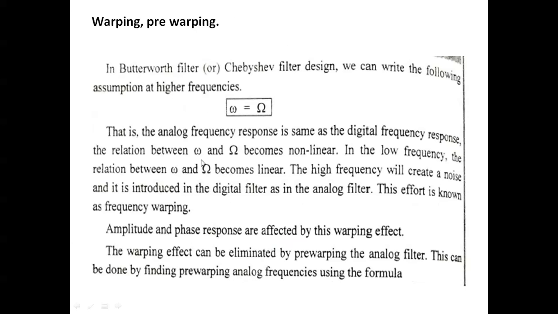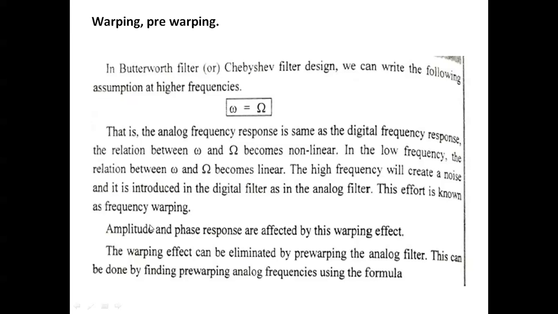So warping, pre-warping. This is in Butterworth filter and Chebyshev filter design. We can write the following assumption in higher frequency, omega is equal to omega. So this is Butterworth and Chebyshev, we will see in the coming part. The amplitude and phase response are affected by this warping effect. What is warping? Basically the high frequency will create noise. So it will introduce a digital filter as an analog filter. So the effect is known as frequency warping.